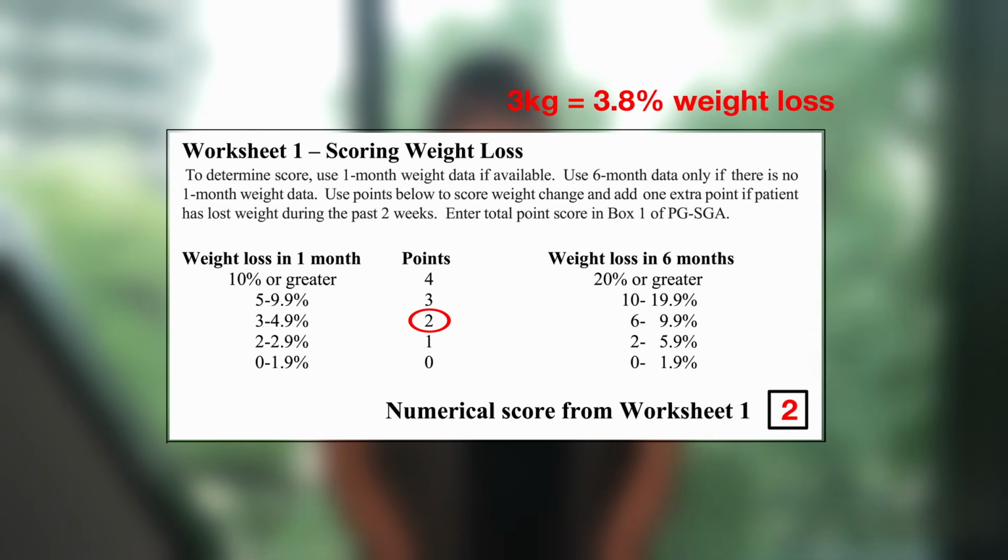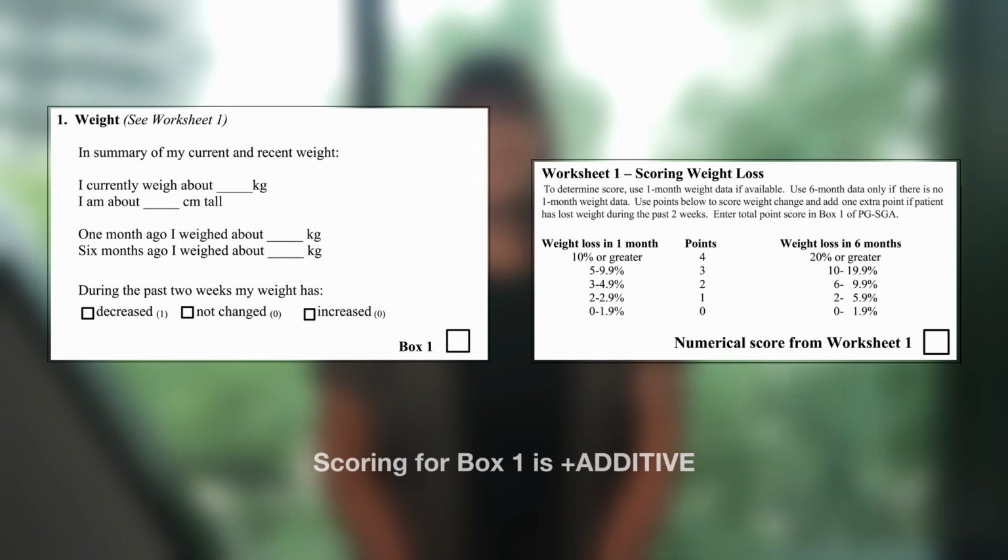There will be times when weight is influenced by fluid shifts, edema, ascites, or corticosteroid use. This should be taken into consideration. Scoring for Box 1 is additive. Add the points calculated in Worksheet 1 to any points recorded in Box 1 for the weight change in the past 2 weeks. Record the total as the Box 1 score.